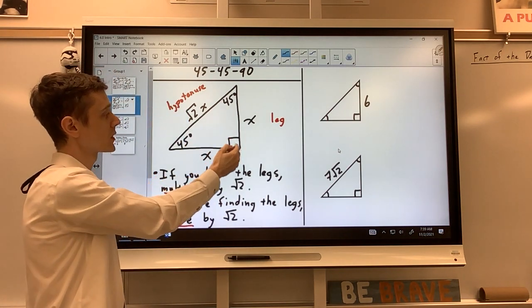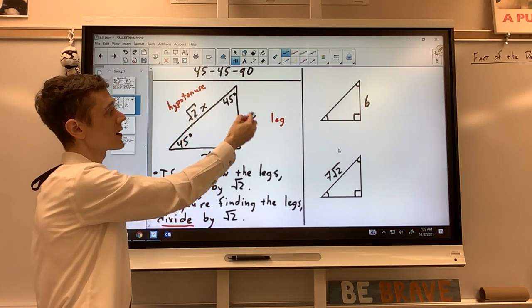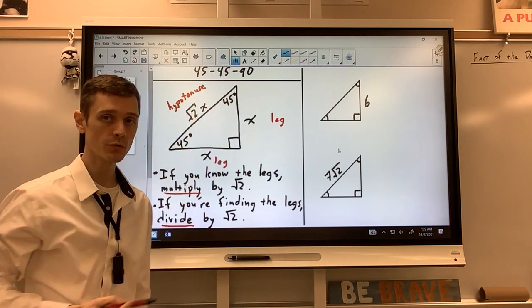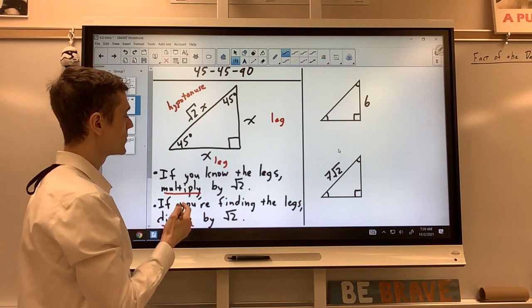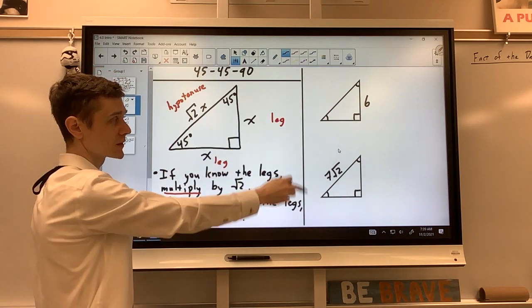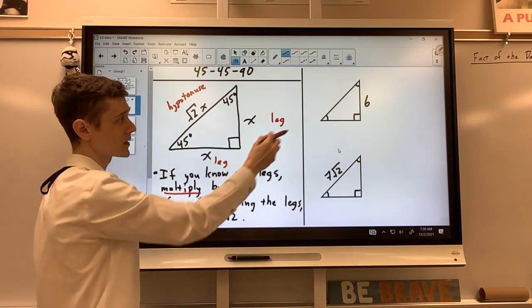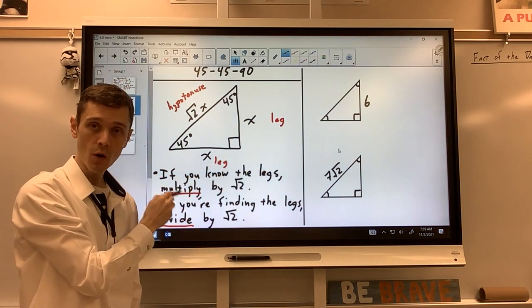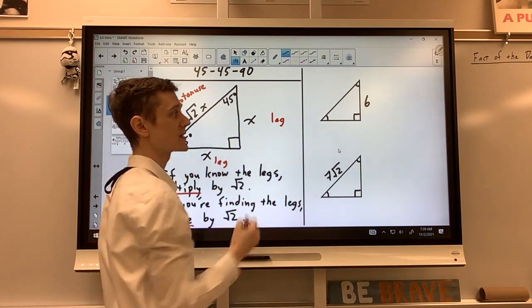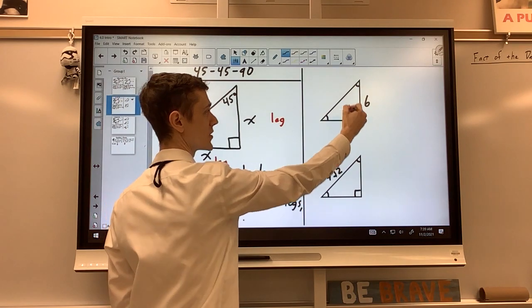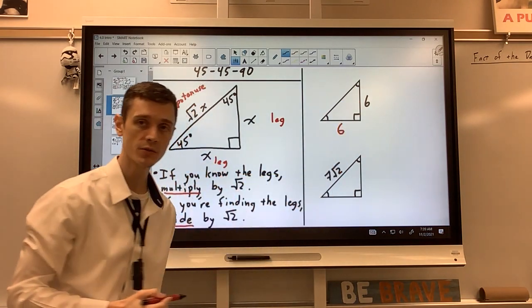So this one is the one across from the 90-degree angle. This will be whatever you have for the leg times root 2. The important thing concept-wise, there are basically going to be two cases for the 45-45-90. There will be the problems where they give you the leg, and if you know the leg, well, then the other leg's going to be the exact same number.